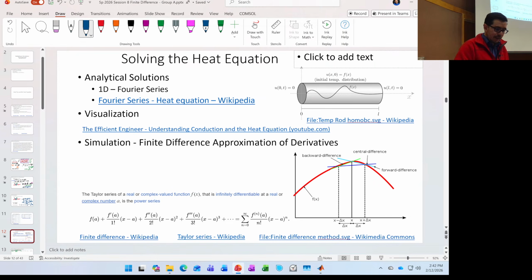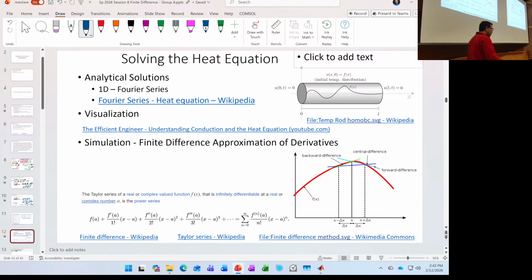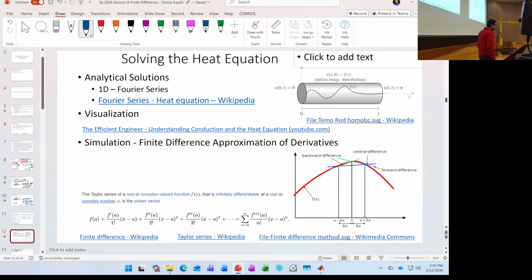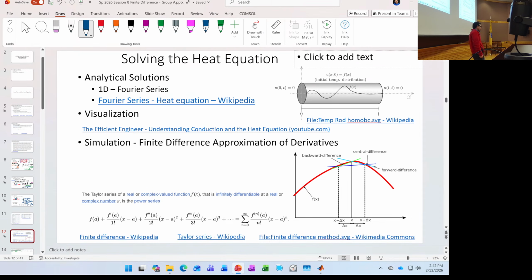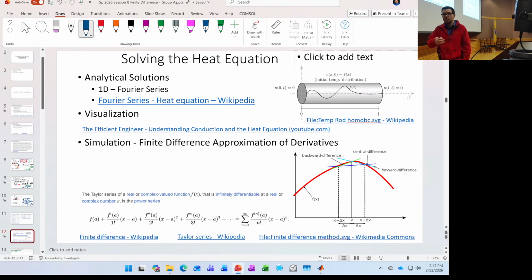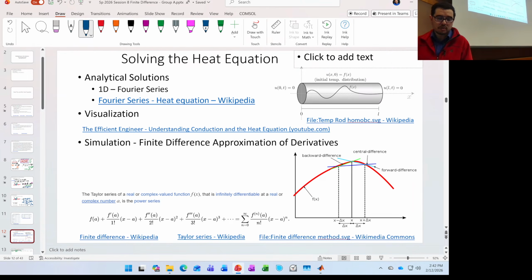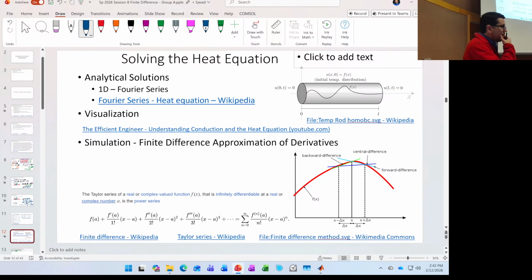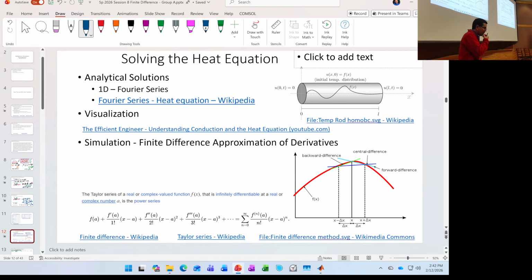Now, what do we think about in this class besides the physics? We think about the way to numerically solve these physical problems. And so we've introduced some differential or partial differential equations. And what we're going to talk about now is how we can use a numerical method to solve these equations.